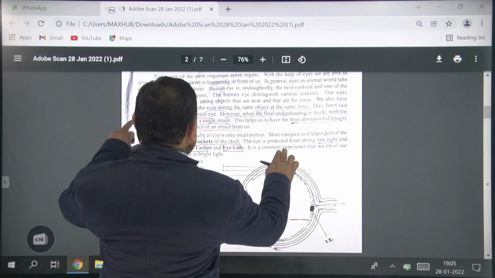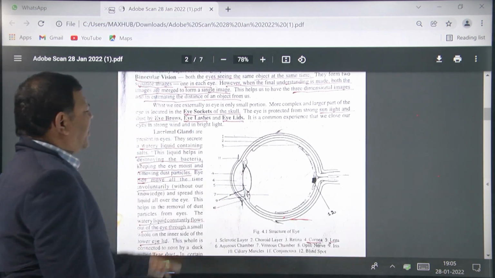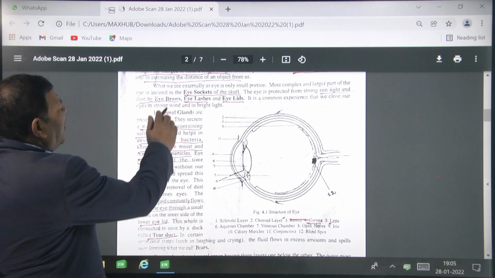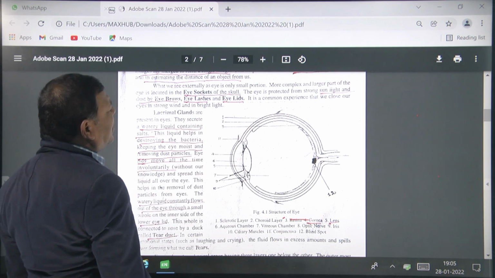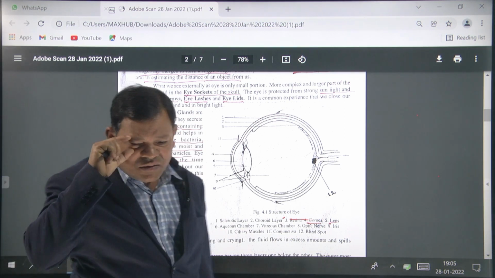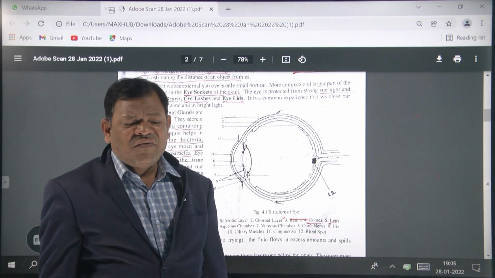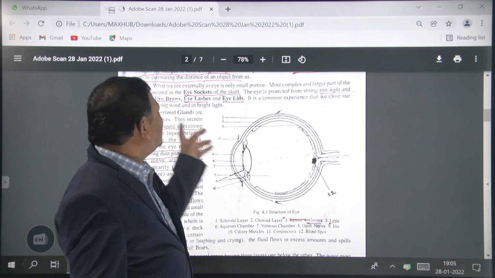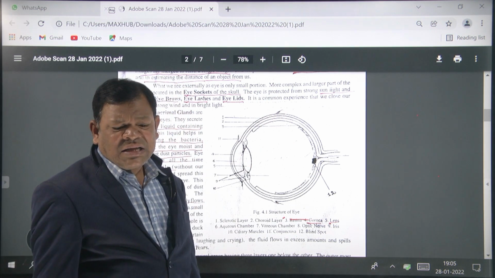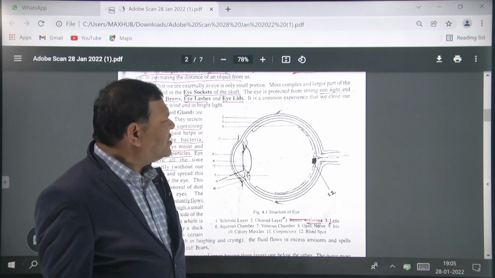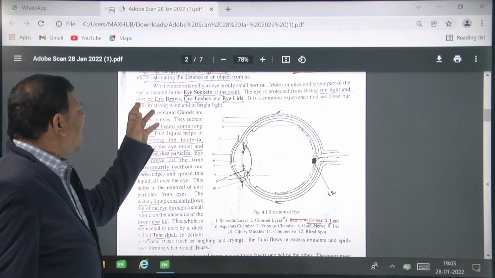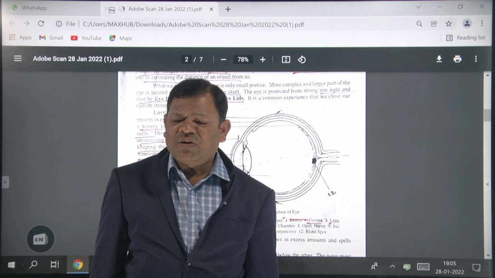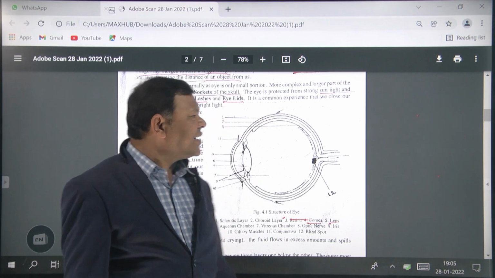Now coming to the point, what we see externally as the eye is a very small portion. But the larger part of the eye is more complex. This is a very complex organ. The eye is located in the eye socket in the skull.